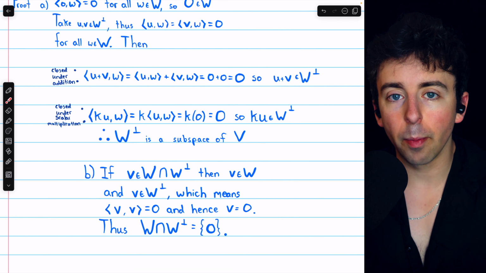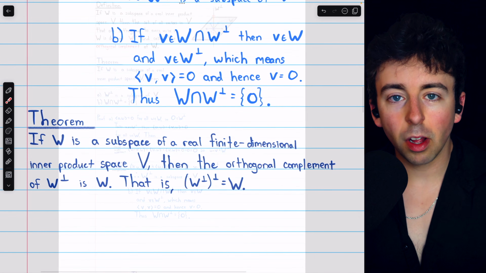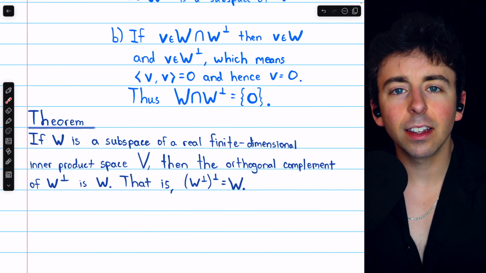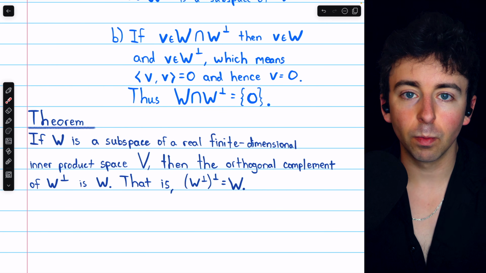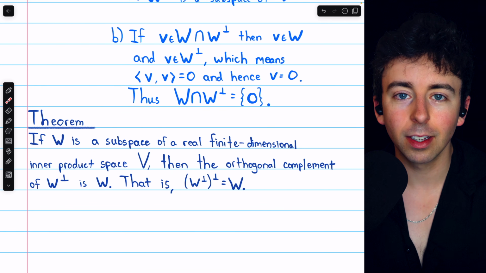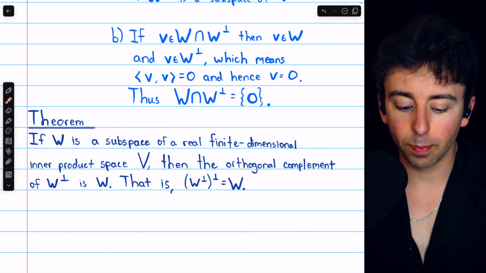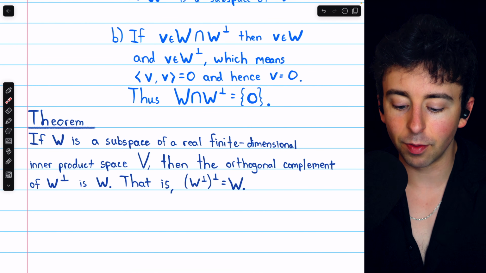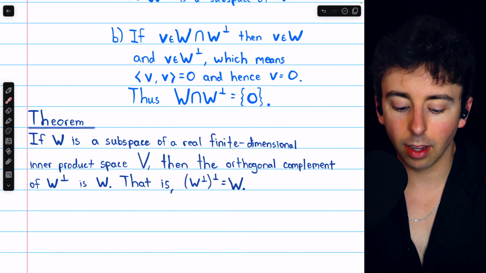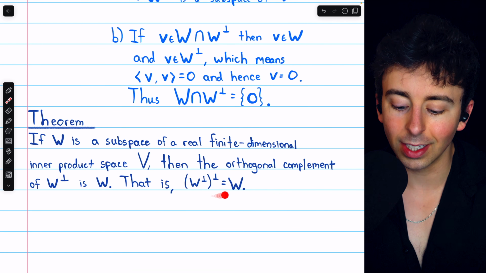Now we'll look at one more property that we're not going to prove today, but I'll leave a link in the description to a lesson where we do prove it. This result probably feels pretty natural. It basically tells us that orthogonal complements occur in pairs. If we have a subspace, then another subspace is its orthogonal complement, but if we take the orthogonal complement again, we just get back to the original subspace. So if W is a subspace of a real finite dimensional inner product space V, then the orthogonal complement of the orthogonal complement of W is just W, which we can write like that. Perhaps that makes it more clear what is being said.